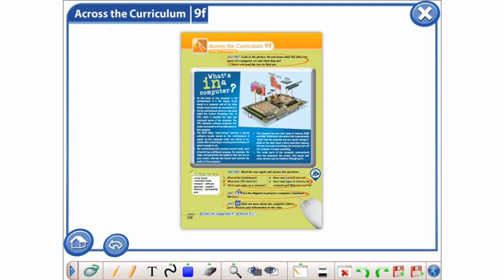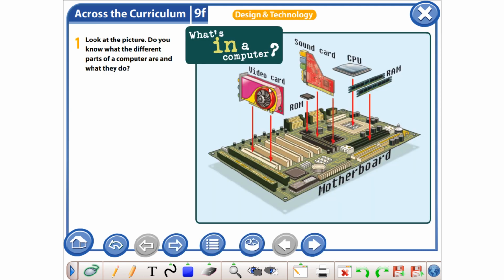Okay, let's begin the first exercise. Look at the picture. Do you know what the different parts of a computer are and what they do?